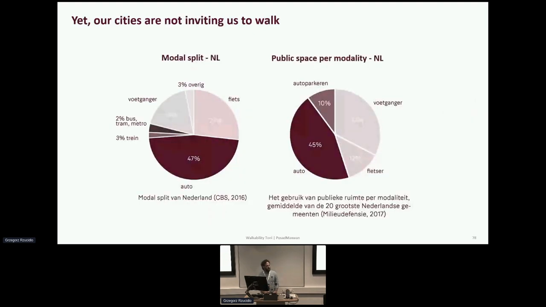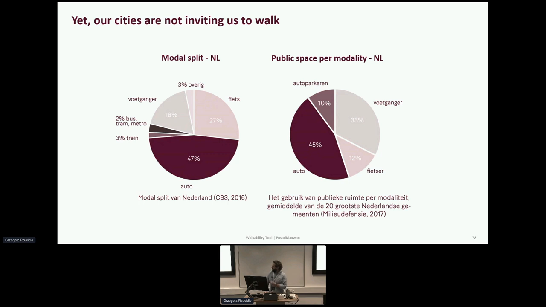At the same time, when you look at the data, you see that our cities are not encouraging us to walk to the extent that we would like. The pie chart on your left shows the modal split in the Netherlands from a few years back. You can see 47% of trips are still carried by the private vehicle, but only 18% are on foot. That's the top left share of the pie. What is remarkable in this pie, but it's not part of this discussion, is that 27% of trips are done by bike. That's, I think, unique to the Netherlands, but it's part of a different discussion.